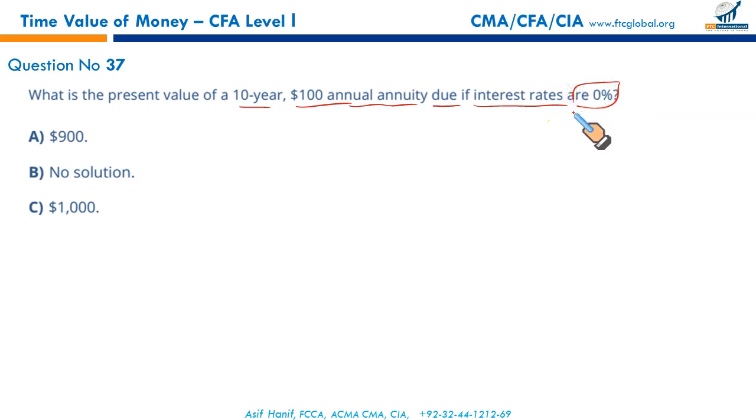If there are no interest rates, then you simply multiply these 100 payments. And how many payments are there? 10 payments. $100 times 10. This is simply the present value, since the interest rates are 0. That is your straightforward result.